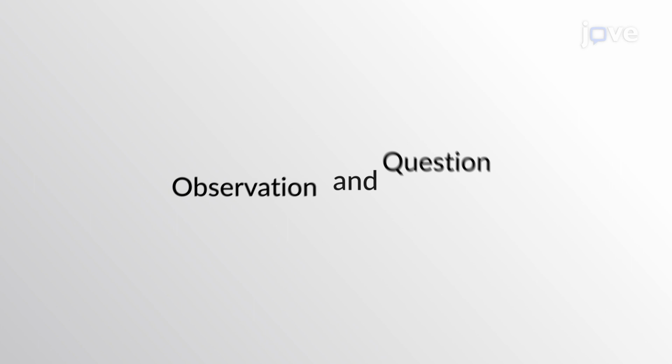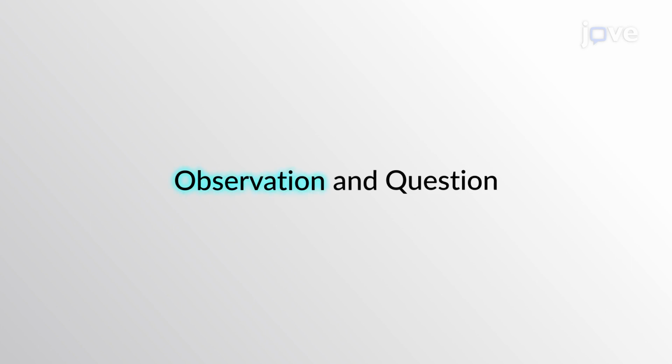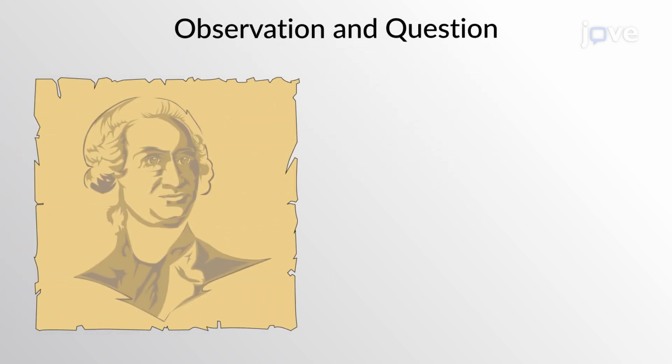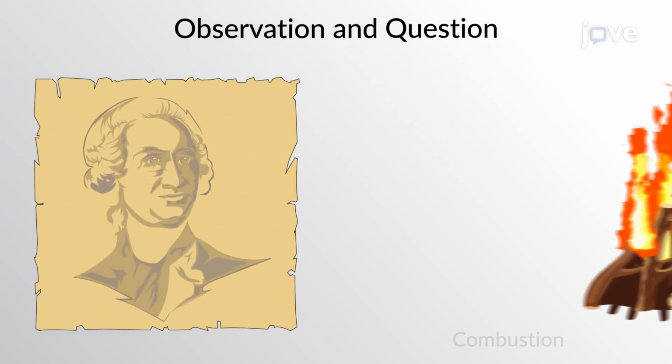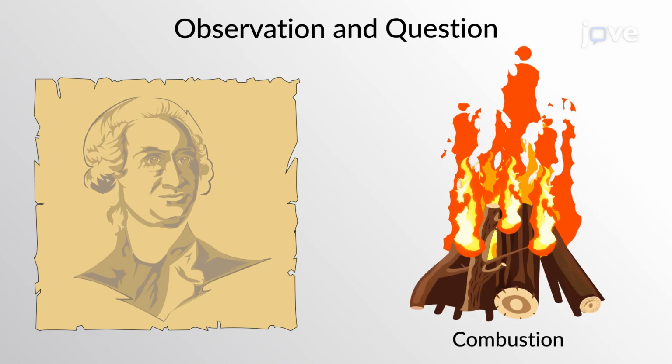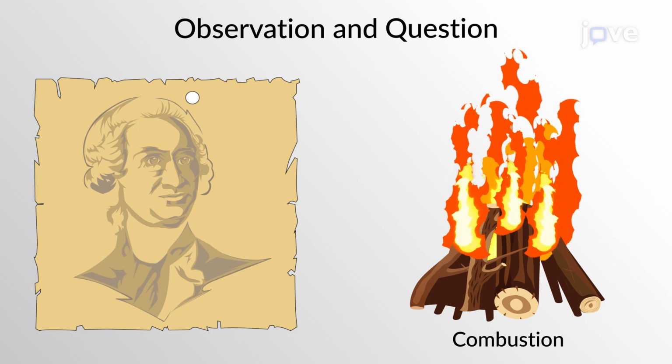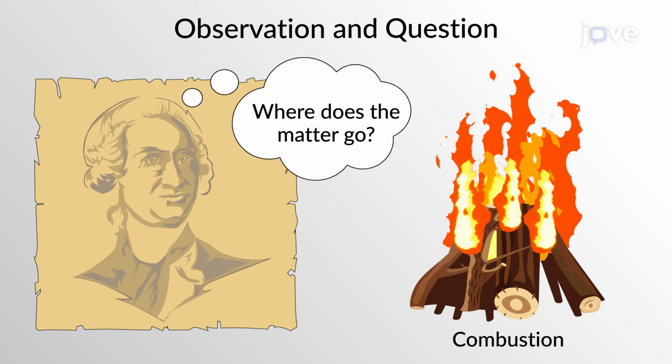The scientific method starts with an observation and a question to help understand that observation. For example, the French chemist Antoine Lavoisier observed the phenomena of combustion. He formulated a question to understand what happens when something is burned. Where does the matter go?